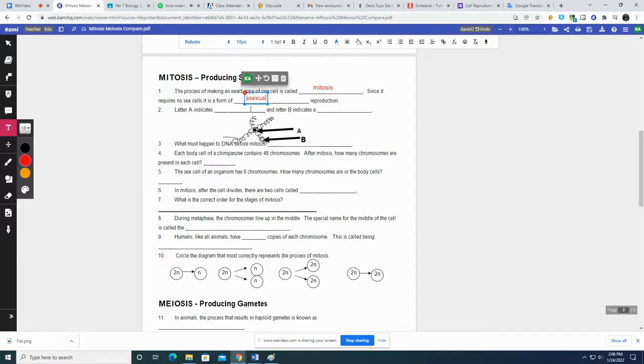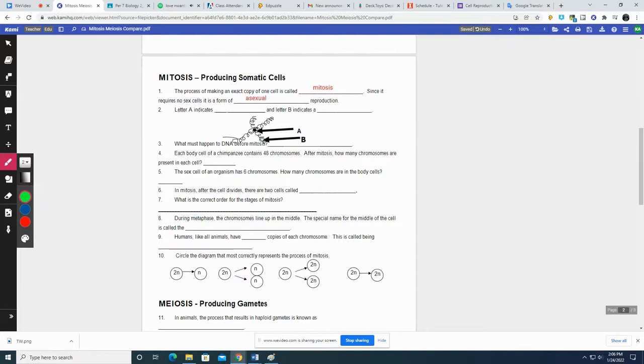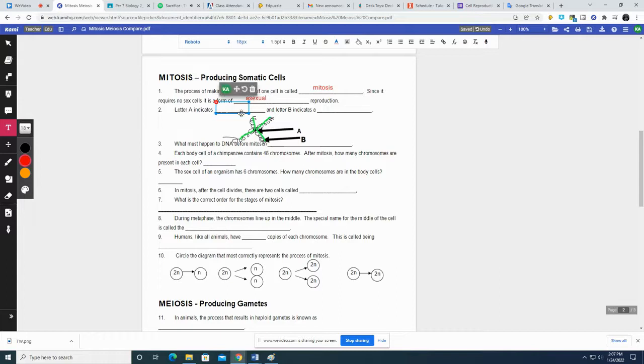Asexual reproduction. Now, looking at this little figure right here, you can see this whole thing is a chromosome. Each one of those green things, that's a chromatid. And remember, they're attached at the centromere. So A is where the chromatids are attached at the centromere. The letter B is one of the sister chromatids.